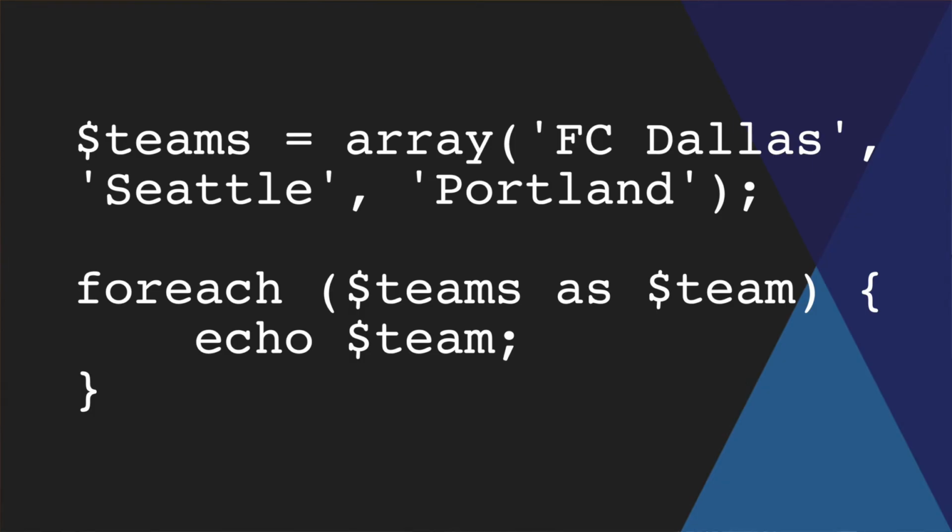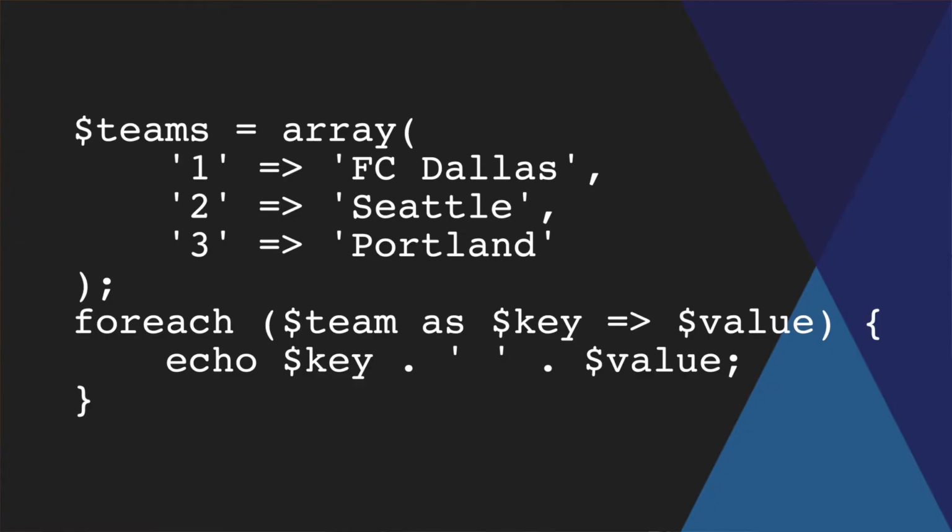The last type of loop is the for each loop. While it shares a similar name as the for loop, it's not quite the same. The for each loop is used with arrays, and the parentheses follow the array as value pattern. So each time you loop through the array, the value variable is the next item in the array. So let's say we have this array of MLS team names. We can print each of the team names on the page using the for each loop like this. You can also use this with associative arrays. You just change the value part of the parentheses to key arrow value, and then use those variables in your code.